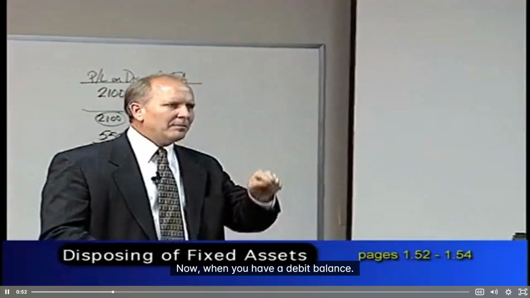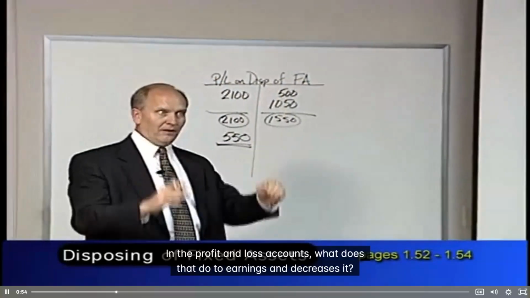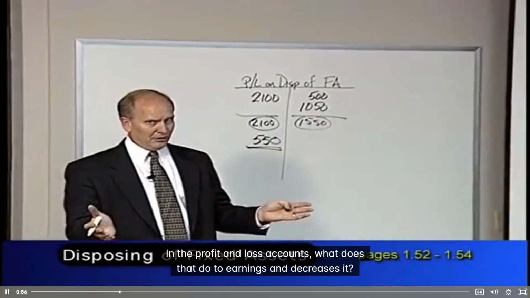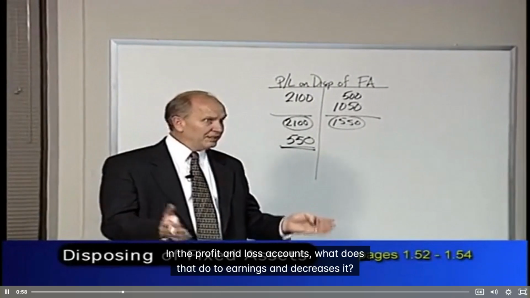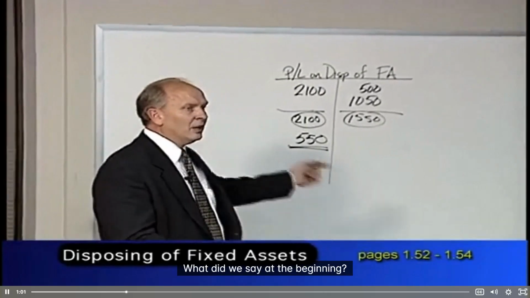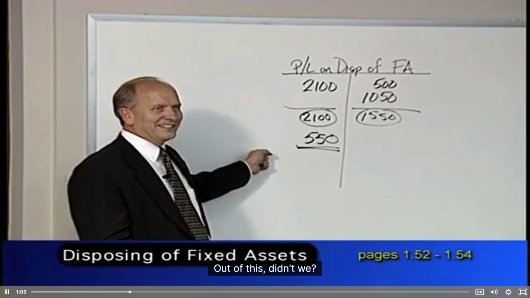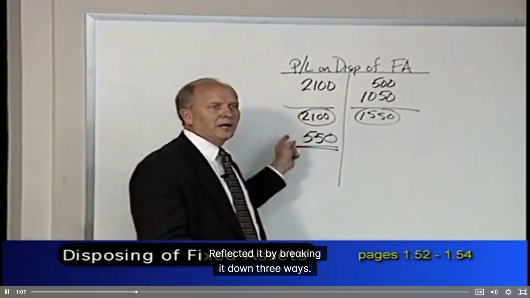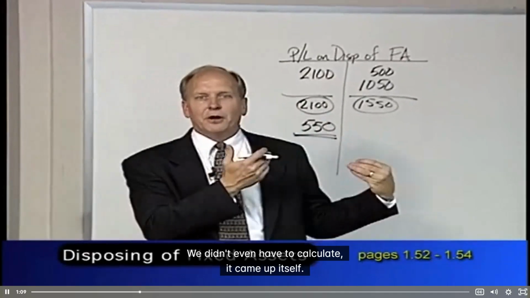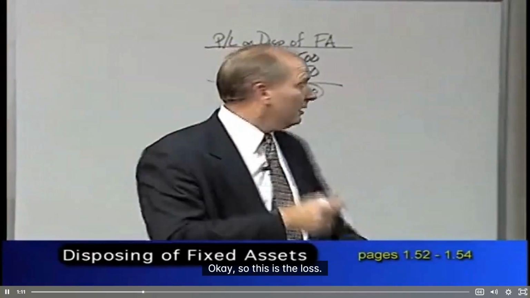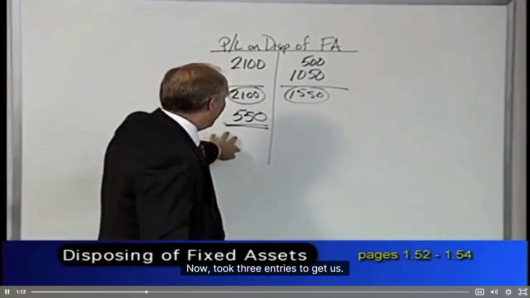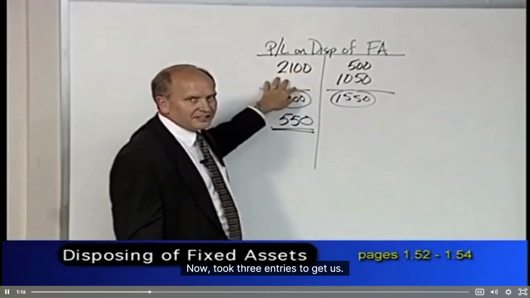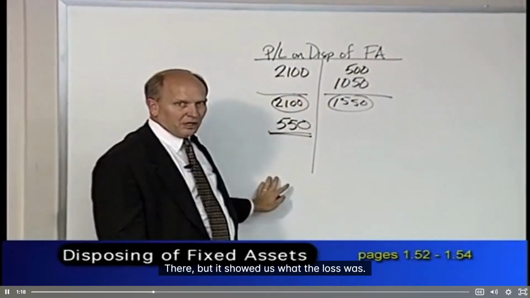Now, when you have a debit balance in the profit and loss accounts, what does that do to earnings? It decreases it. What did we say at the beginning? We said that we expected a loss out of this, didn't we? Well, we got it. And our books reflected it by breaking it down 3 ways. We didn't even have to calculate it. It came up itself, okay? So this is a loss. Now, it took 3 entries to get us there, but it showed us what the loss was.